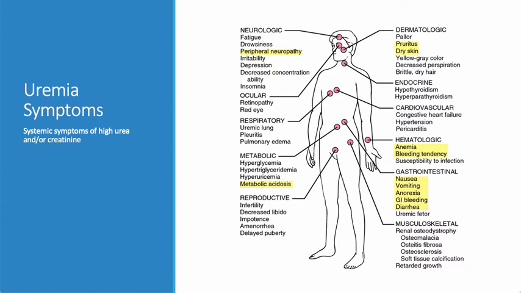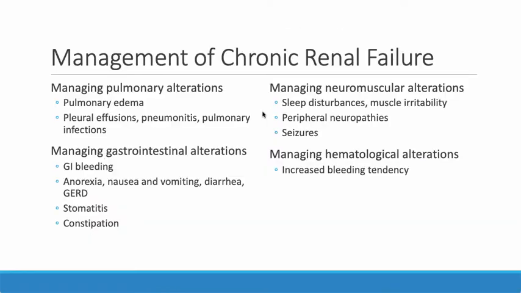Another indication for dialysis, though, is symptoms of uremia, and there are a whole bunch of them here. So these symptoms of uremia, or uremic syndrome, are another indication for dialysis, because these things can't be fixed until you get better excretion of waste products from the kidneys. So how do we manage chronic renal failure?